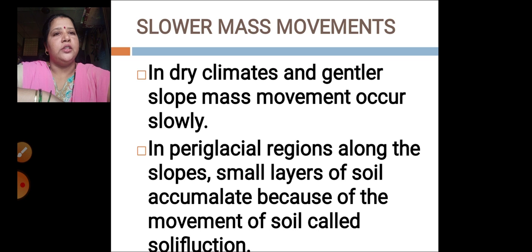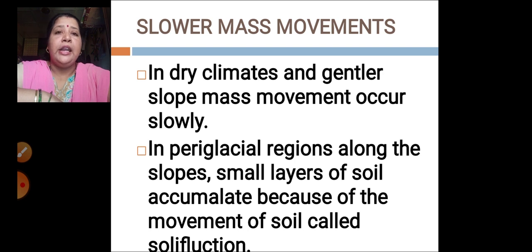Next, we are talking about the slower mass movement. Rapid mass movement is over. Now, slower mass movement. Here, the word itself tells that the mass movement is very slow. Such type of mass movement occurs in dry climates and where there is gentle slope. There is no steep slope over here. It is gentle slope. So here, in dry climates and gentle slopes, mass movement occurs very slowly.